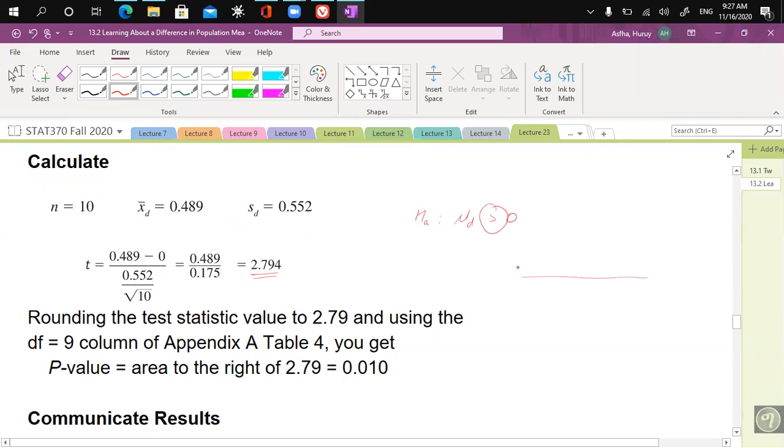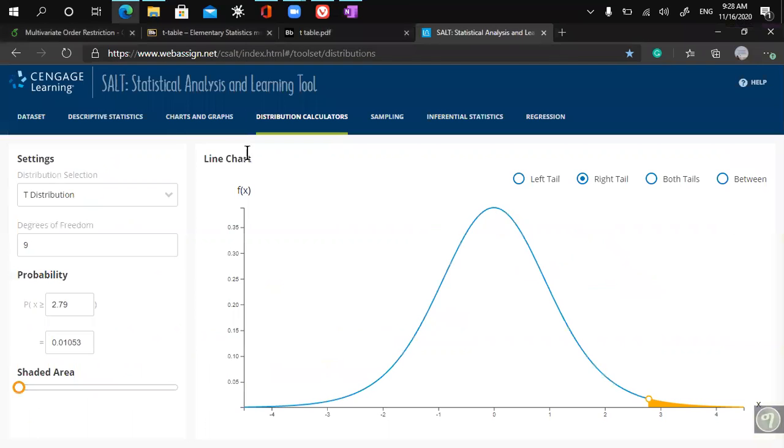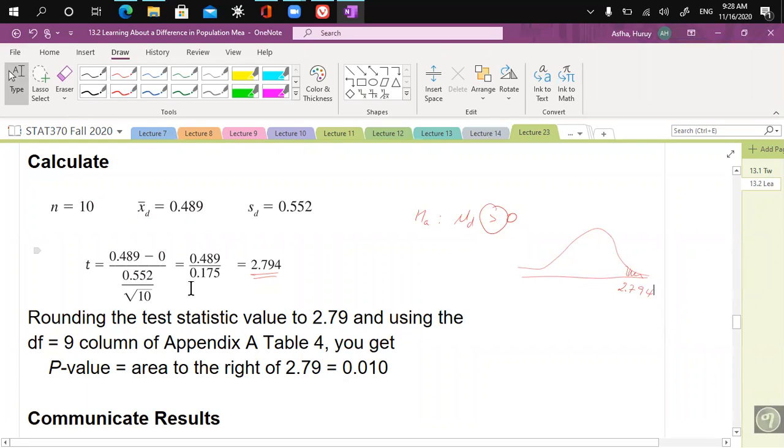Since the alternative hypothesis is mu sub d greater than 0, the area of the p-value would be to the right of the calculated value, which is this value. Therefore, we can either use the table or use the software. We have it here. So here, 2.79, what was it, 4.